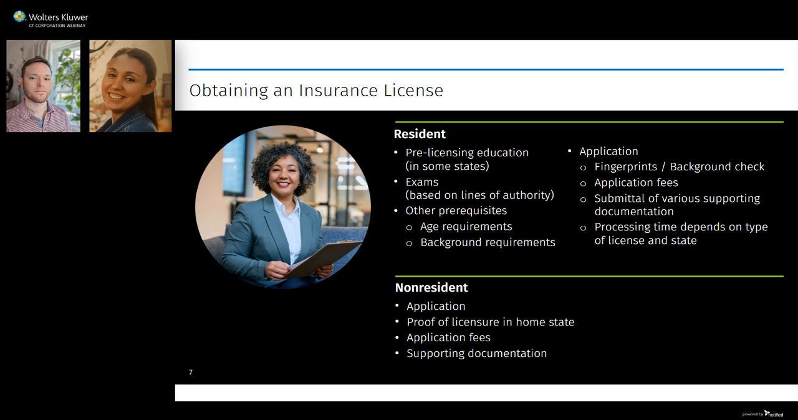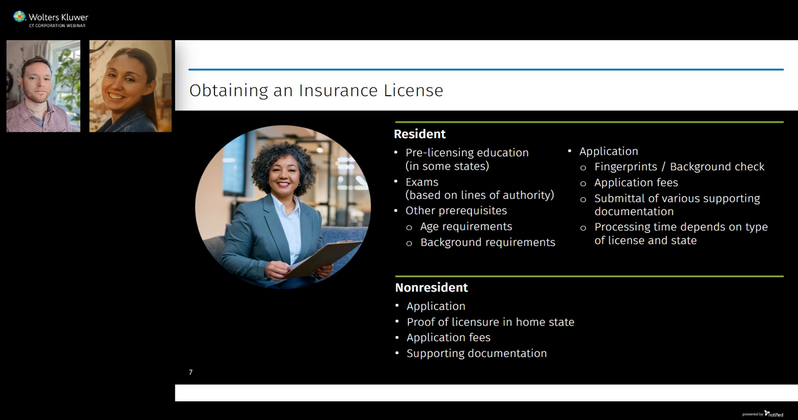After the resident license is issued, non-resident licenses can be obtained. The states have agreed that for the major license classes, they will honor the resident state's exam and sometimes background check. For example, if a producer has a life license in the resident state and wants a life license in a non-resident state, they won't have to take an exam again. The exam is reciprocal. The standard non-resident process includes an application, proof of home state licensure, a fee, and potentially supporting documentation. A non-resident producer license is usually easier and faster to get since a non-resident state is dependent on the resident state to do their part in licensing an eligible person into the insurance industry.